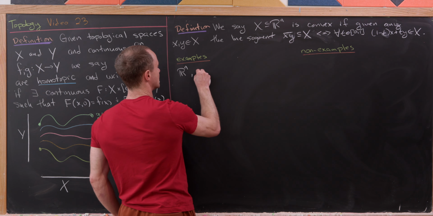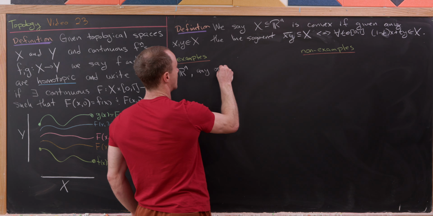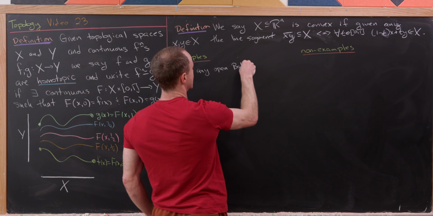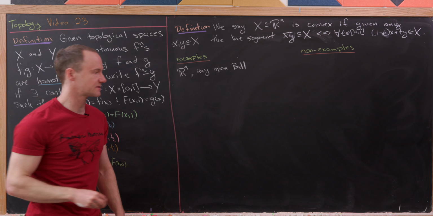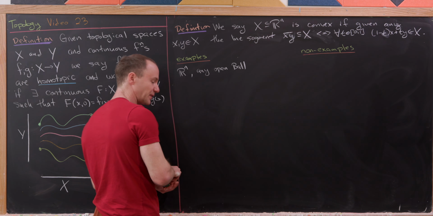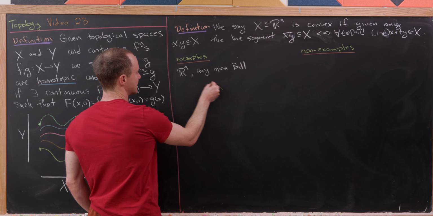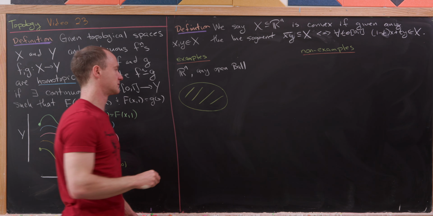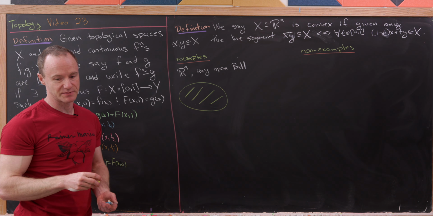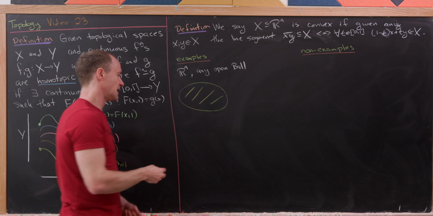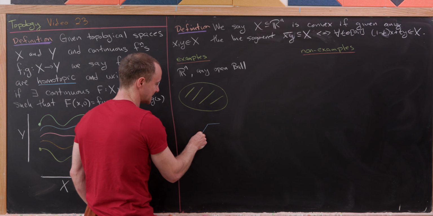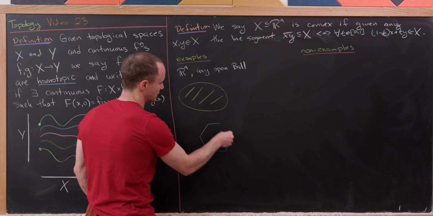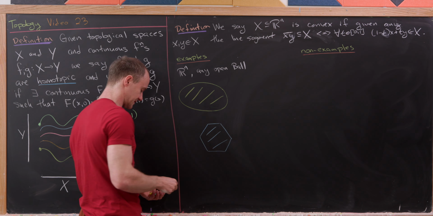And then also, any open ball inside of Rn is also going to be convex. I guess we could draw some pictures as well, like this thing, which is maybe an ellipse, or maybe this blob type shape, which is most definitely convex. And then maybe this hexagonal shape is also kind of obviously convex.